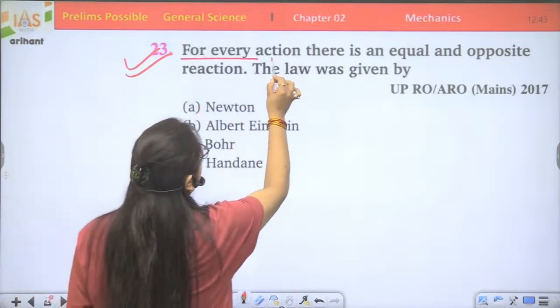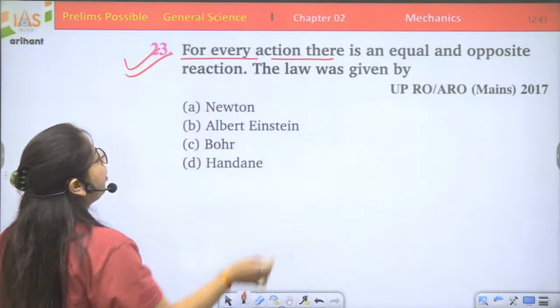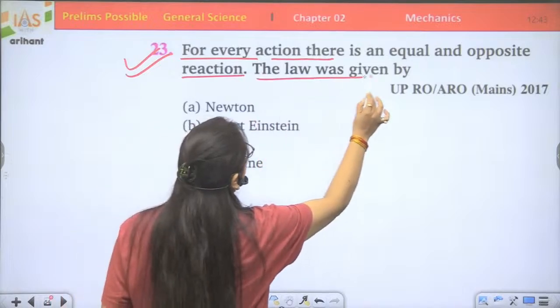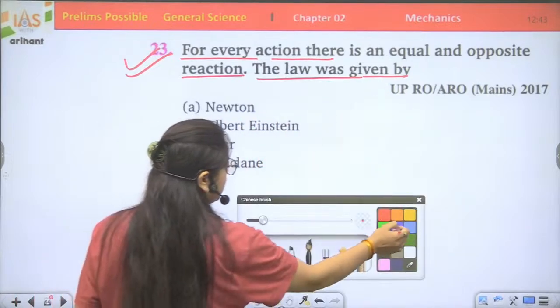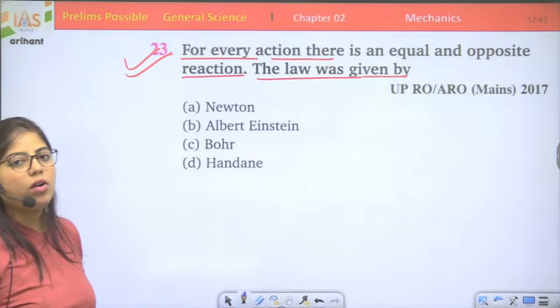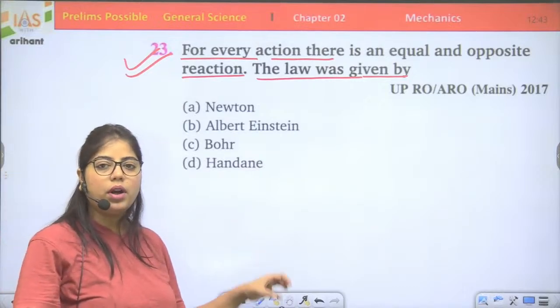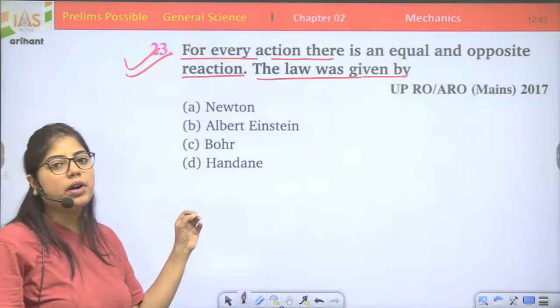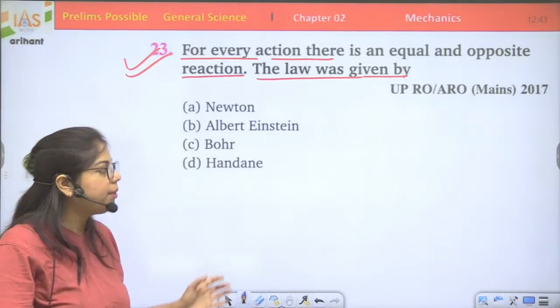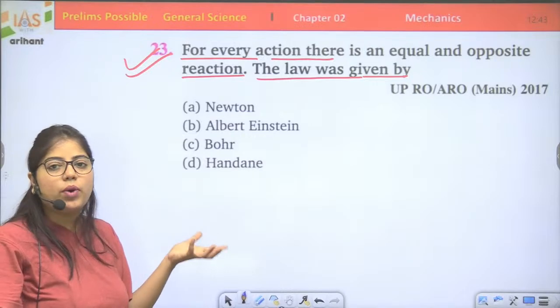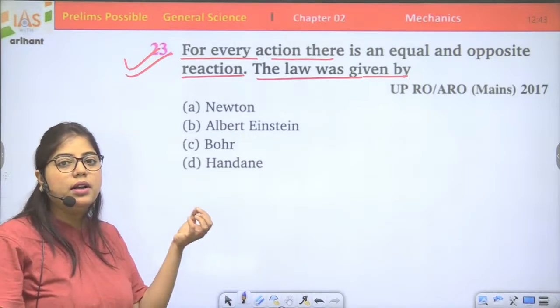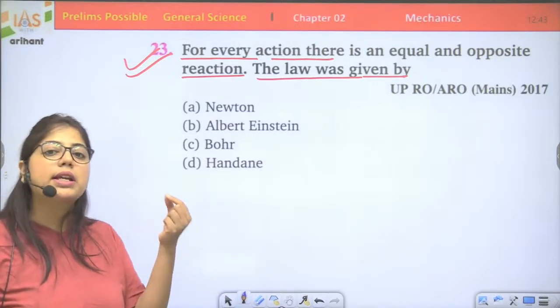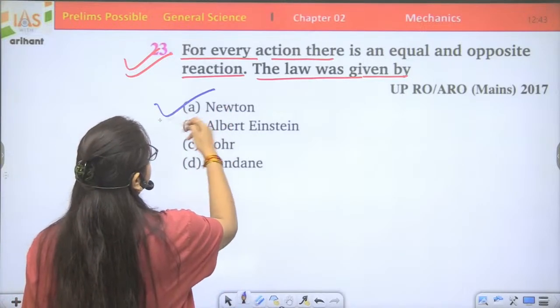For every action there is an equal and opposite reaction. The law was given by. So we studied all the laws given in this chapter in the unit of mechanics. It is Newton's three laws of motion, right? So every action has an equal and opposite reaction. This is the third law of motion, which was given by Newton.